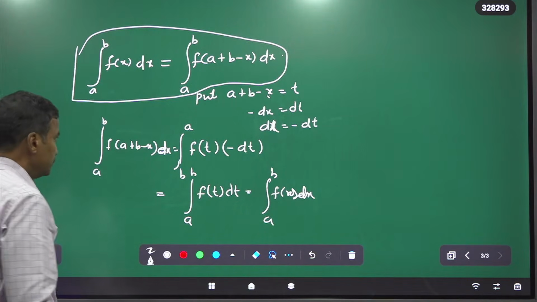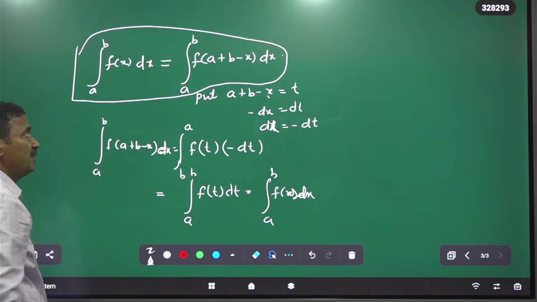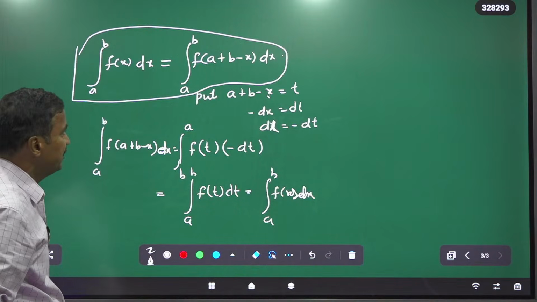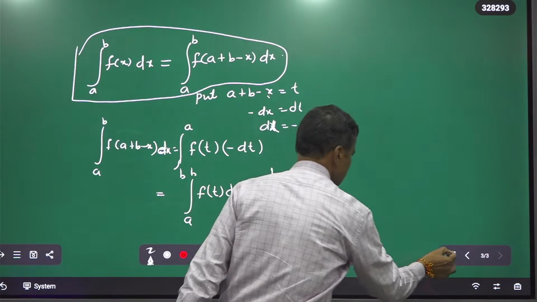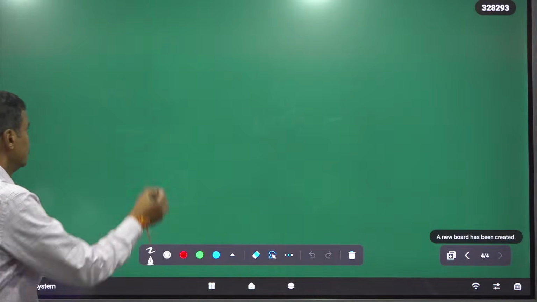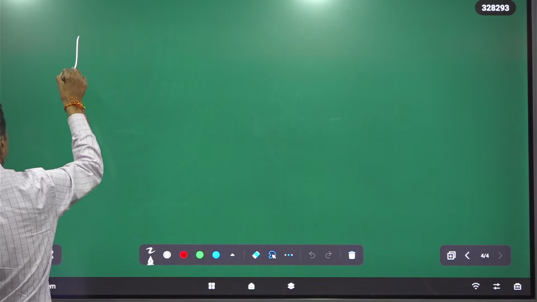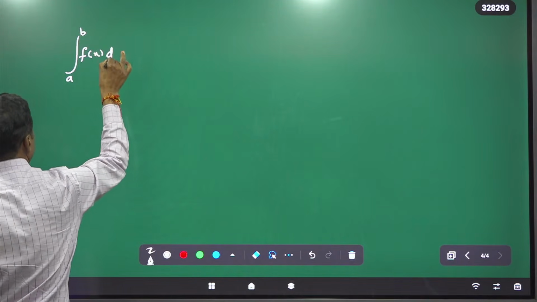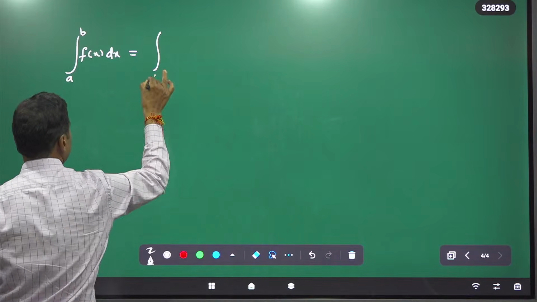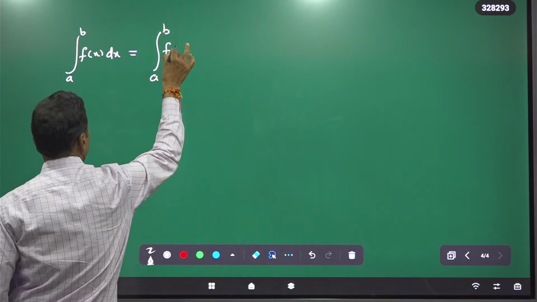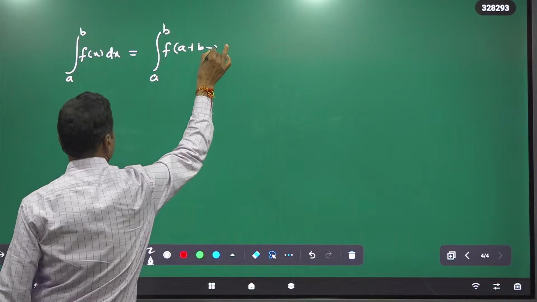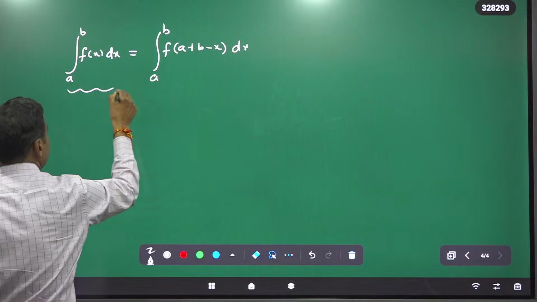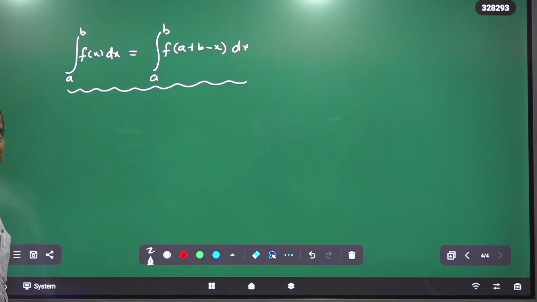Now, the integral from a to b of f of x dx is equal to the integral from a to b of f of a plus b minus x dx. So by using this property, we solve some problems.